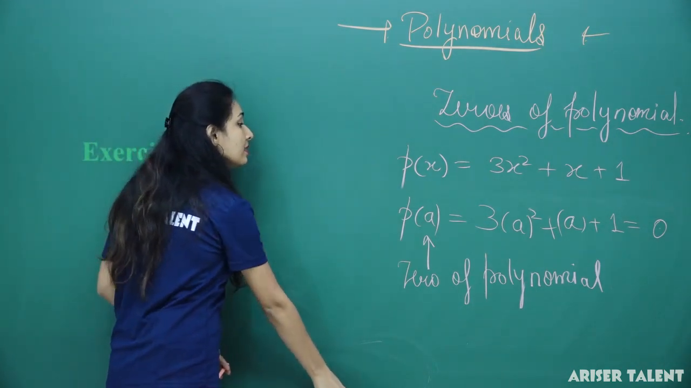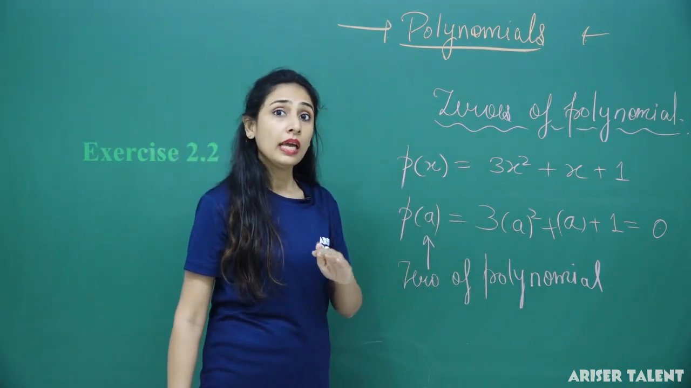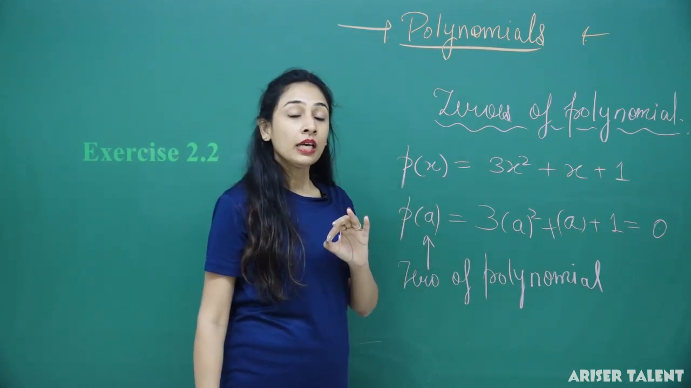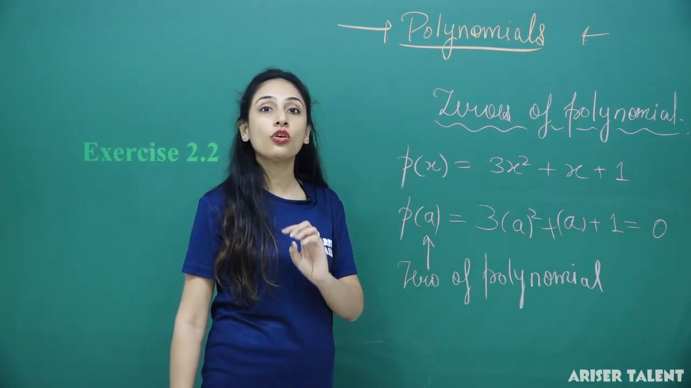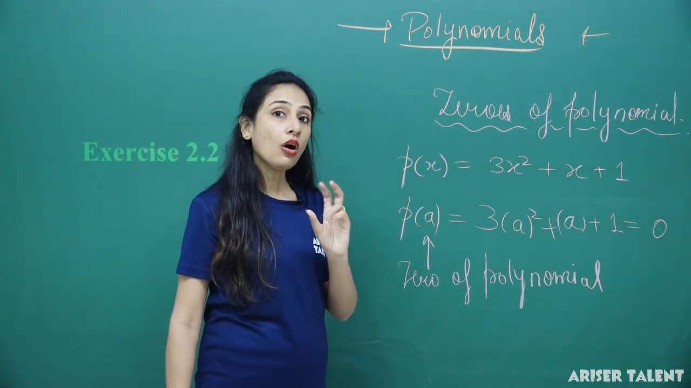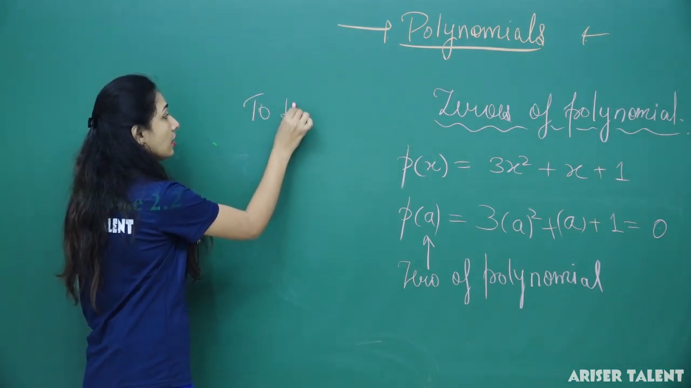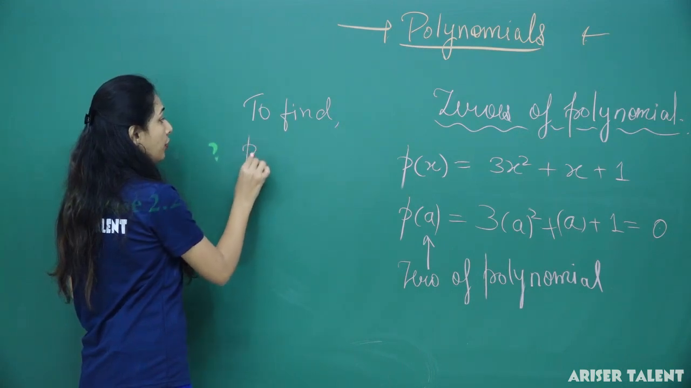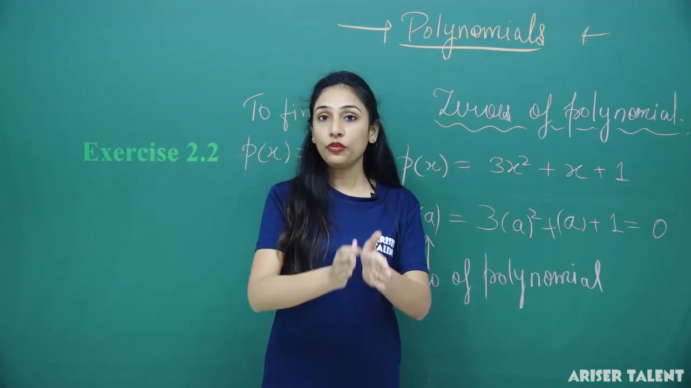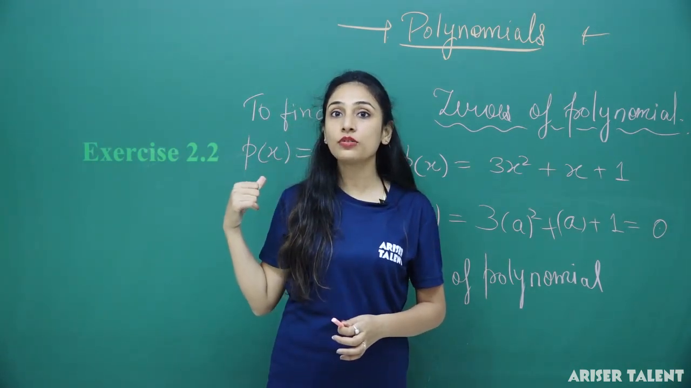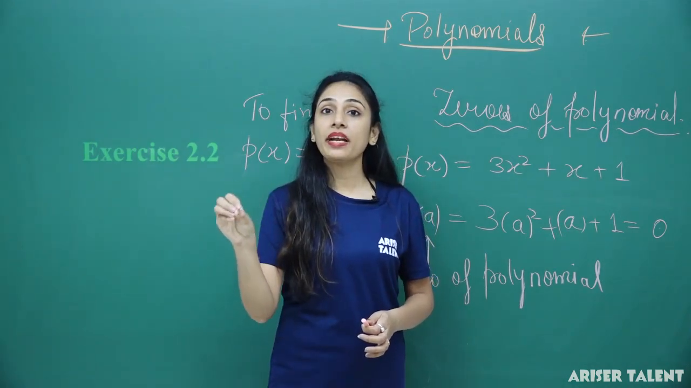Now, okay, this is a zero of a polynomial. Now, this a will be a zero of the polynomial. If that's so, then tell me how we will find out the value of any zero of a polynomial. So, how will you find it? To find it, put p(x) equals 0. After all, you have to make this p(x) equal to 0 now. That's your only motive to find the zero of a polynomial.